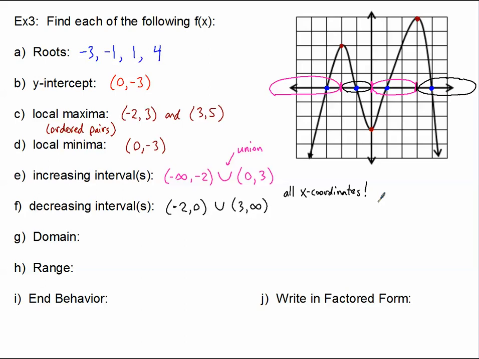One last thing, we're always going to be using parentheses when we're talking about increasing and decreasing. We will never use brackets. I don't care if it's a solid dot or not, you're never going to be increasing or decreasing at a single point. It's always over an interval of numbers. So please always use parentheses. Only parentheses.